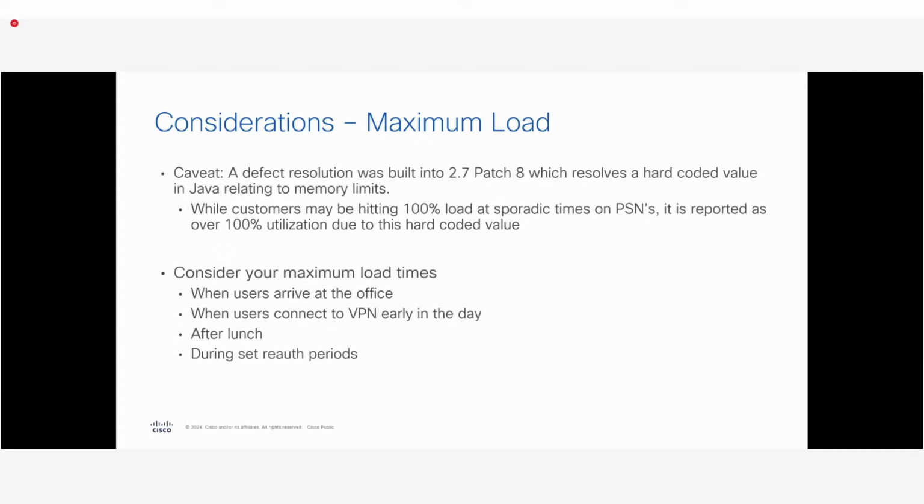Same thing goes for users connecting early in the day to VPN after lunch or during set reauth periods. So if you have an 8-hour reauth period, that essentially means that if someone came on at 8 o'clock, they're going to have to re-auth again at 4 o'clock, and you're going to start seeing a lot of re-auths around the same time based on those patterns.